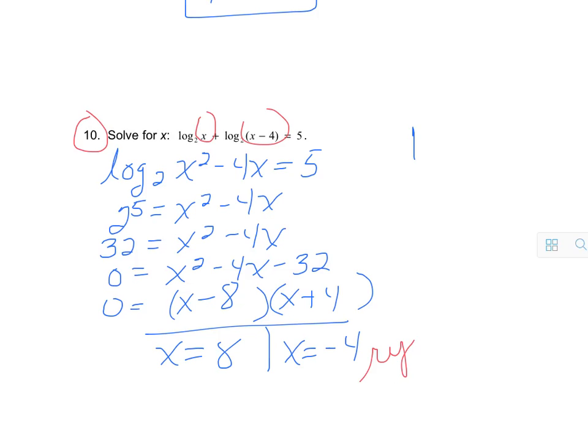All right, so that is how we solve exponential equations and log equations. See you in class tomorrow.